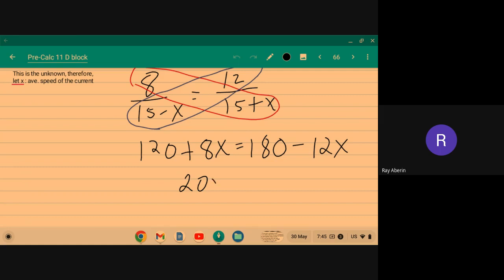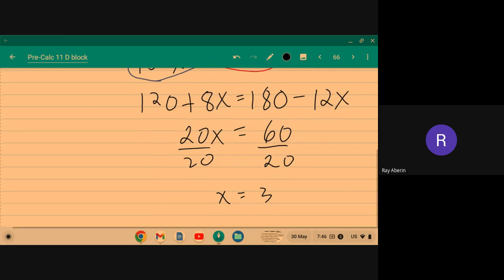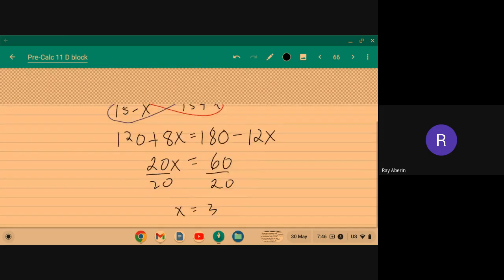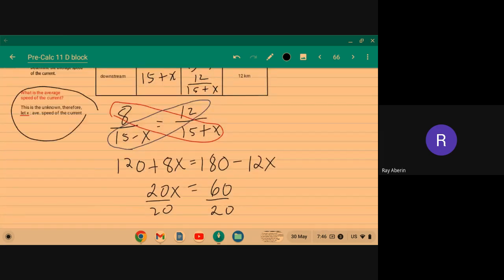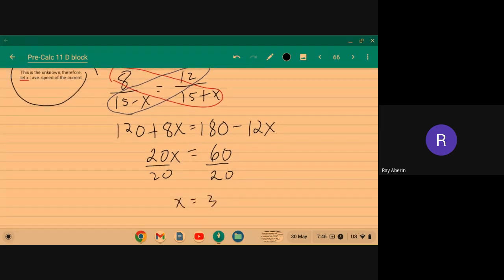So 20x is equal to 60. And as I was saying, dividing both sides by 20, x is equal to 3. What is that 3? Well, what is our x? Let's go back to our definition. The x is the average speed of the current. Therefore, the answer is x equals 3, or the average speed of the current is 3 kilometers per hour.